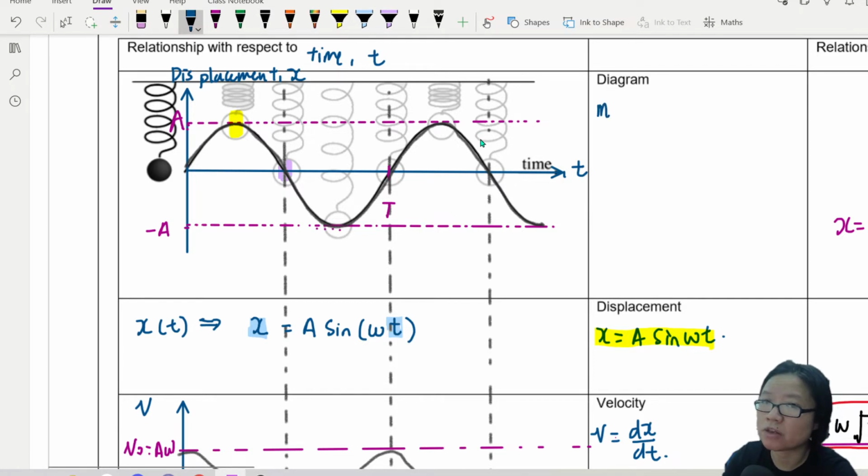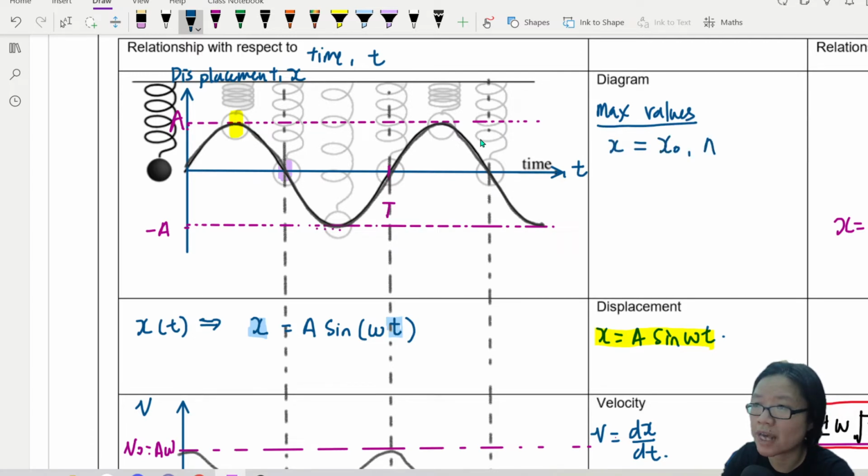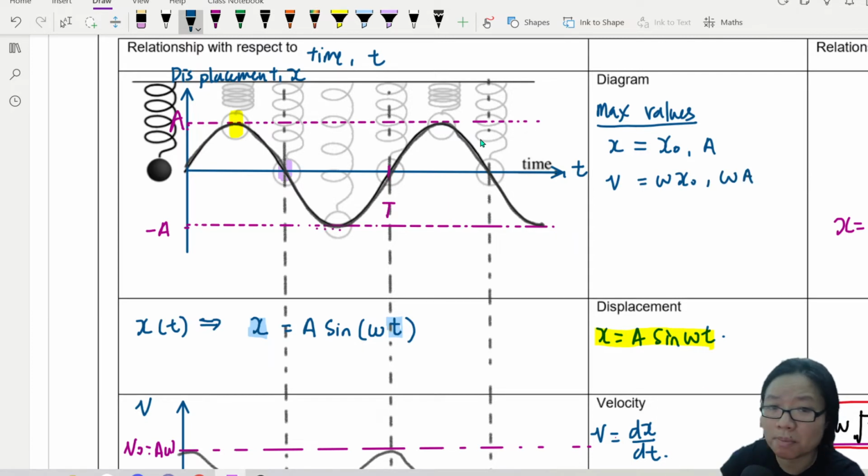Let's talk about max values. I write here. The max value for displacement is equal to x0 or a. Makes sense, right? Amplitude. The max value for velocity will be omega x0, or omega a, or a omega. So basically we multiply by omega.